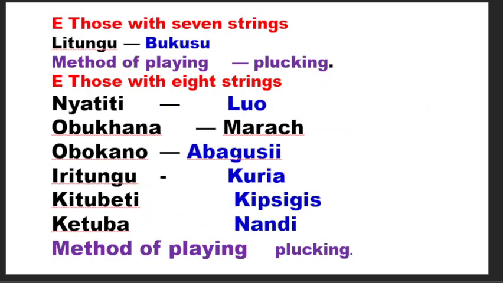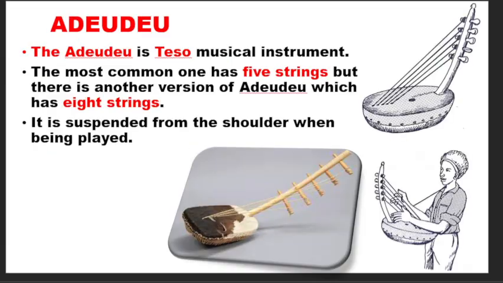Then we go to 7 strings, which is only one: litungu from the Bukusu Luya. The method of playing is plucking. Those with 8 strings, now we have nyatiti, Luo, obokano, Marachi, Baluya, Abagusii, iritungu, Kuria, kitubet, Kipsigis, ketuba, Nandi. The method of playing this is plucking.